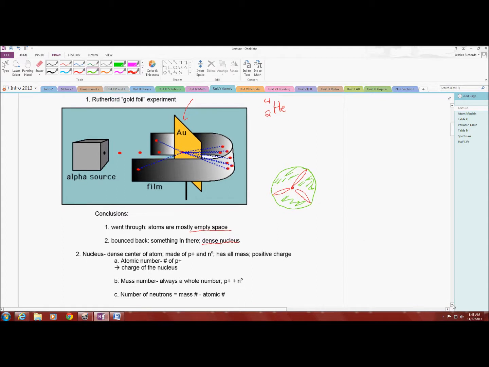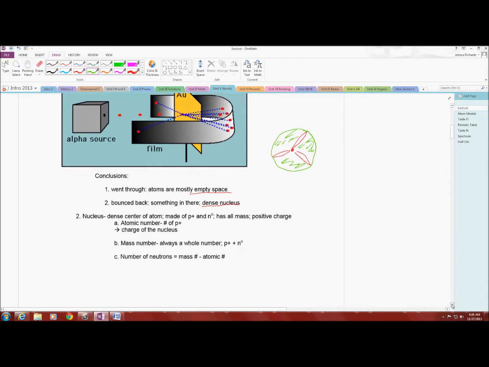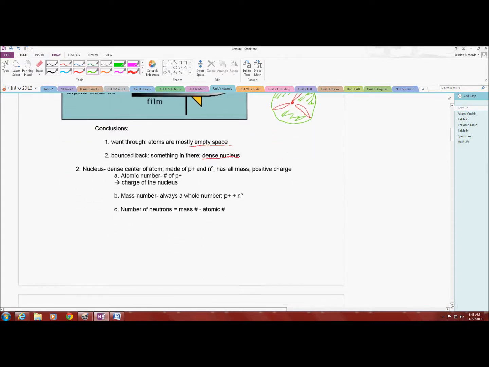So our model of the atom has a dense nucleus where the protons and neutrons are found. That's where the mass is. It always has a positive charge. The positive charge is always going to be equal to the number of protons in its nucleus. The number of protons in its nucleus is its atomic number. The mass number is always a whole number. We're going to round that off, and it's protons and neutrons added together. If we want to find the number of neutrons, we subtract the atomic number from the mass number. All right, moving on.